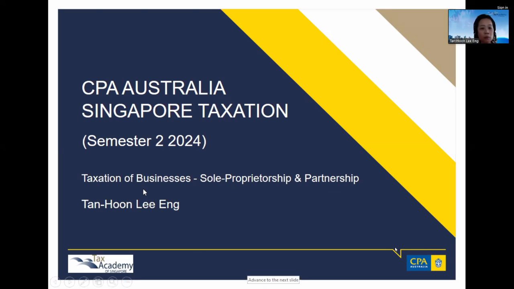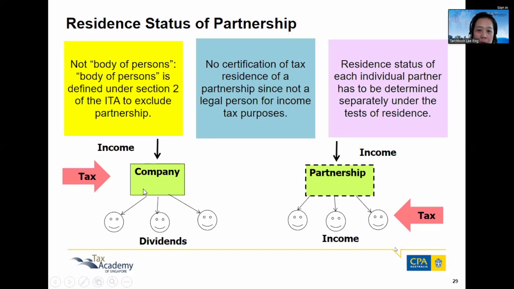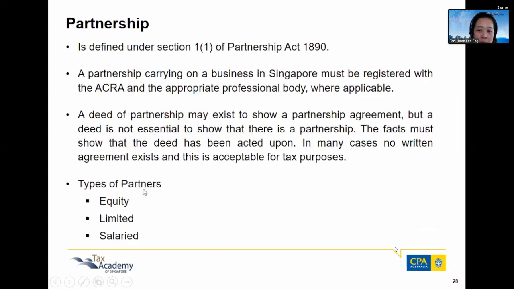So I will go to, we stop at slide 28. Slide 29 should be this one. Okay, so you all have the slide. You all can see the slide, right? Okay, good. Okay, so now the next portion will be on partnership.